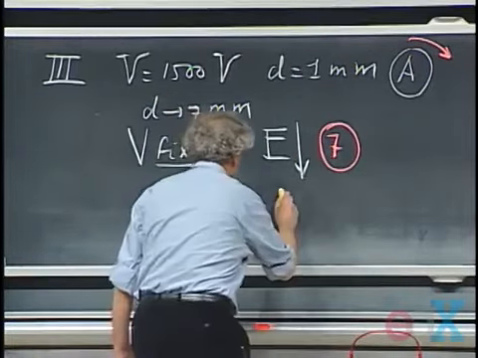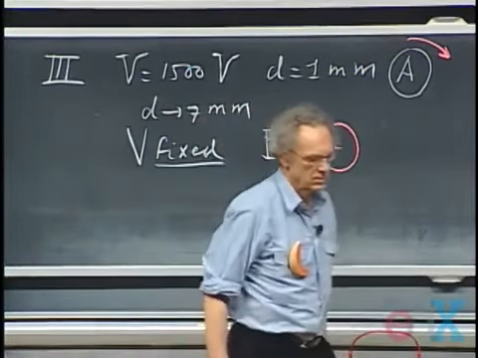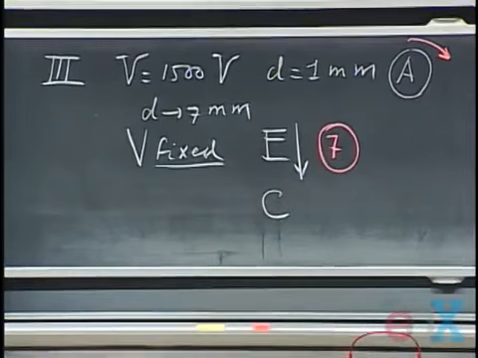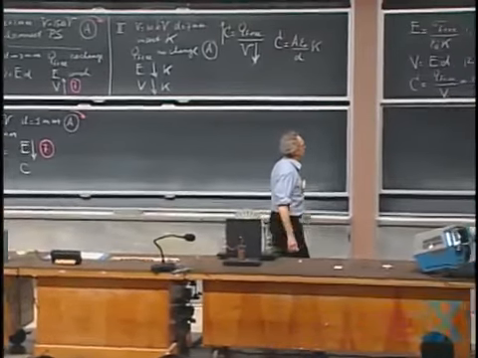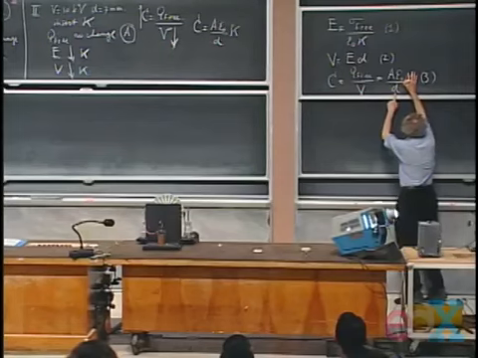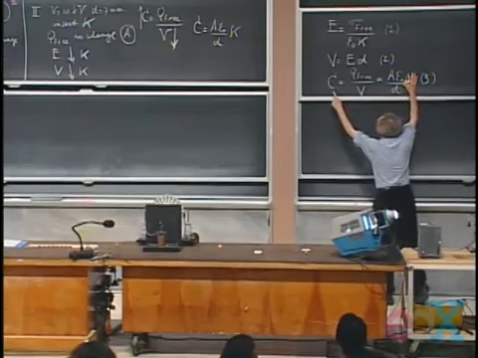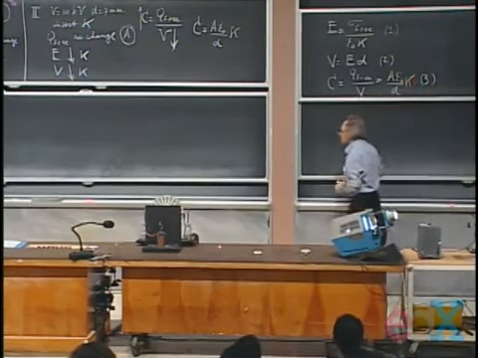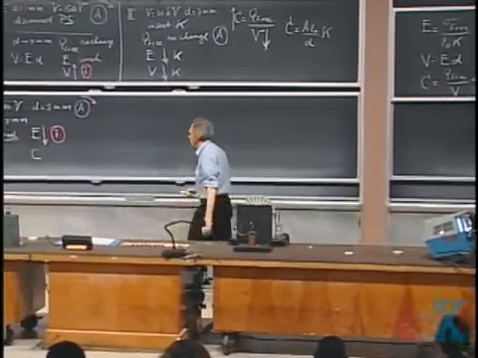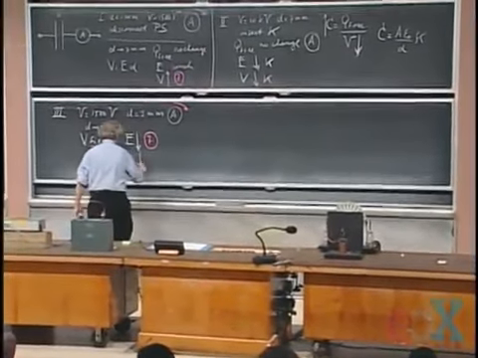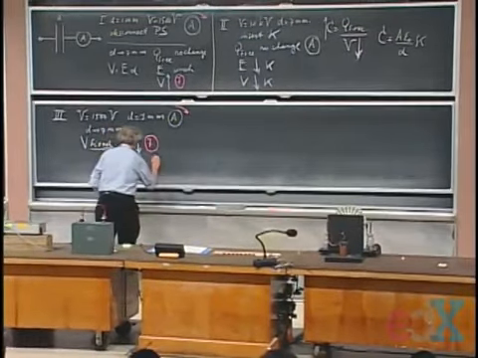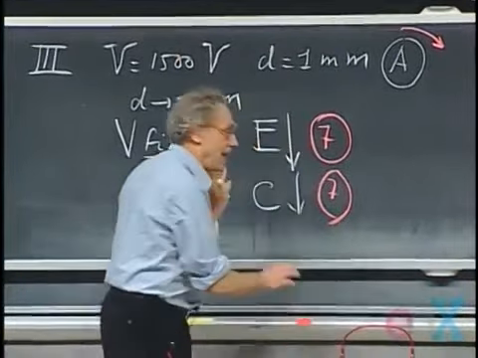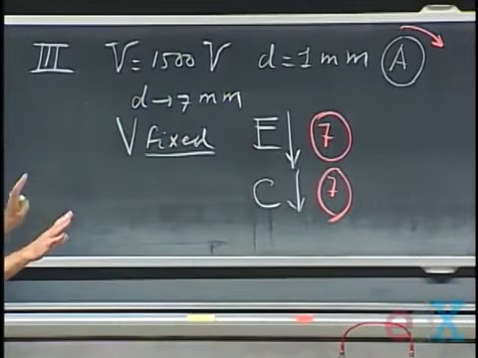In case you were interested, the capacitance will also go down by a factor of 7, because if you look at this equation, kappa is 1. If I make D go up by a factor of 7, C goes down by a factor of 7. Just look at this, simple as that. So C must also go down by a factor of 7. Nothing to do with dielectric, nothing.